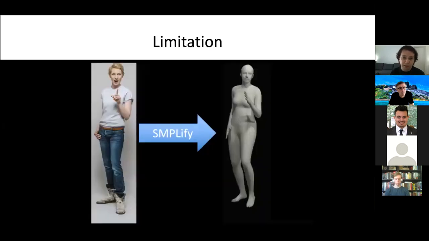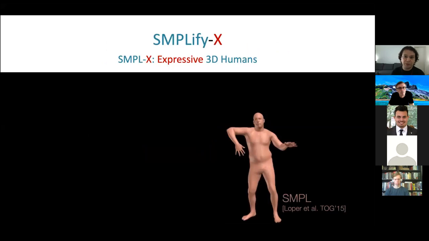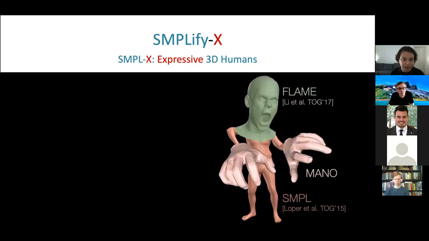However, there's an important limitation. Estimated bodies always have neutral, unexpressive faces and flat, non-articulated hands. We account for these limitations in the SMPLify-X project presented at CVPR 2019. For this, we first built SMPL-X, an expressive statistical whole body model that goes beyond SMPL by having well-articulated hands and an expressive face.